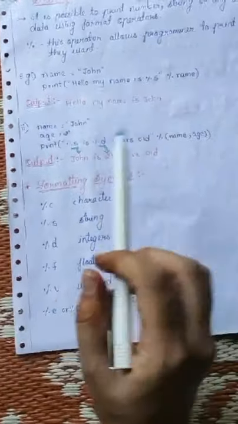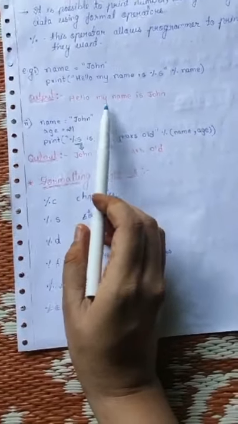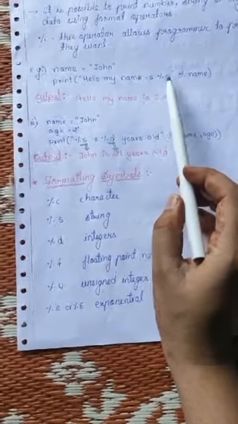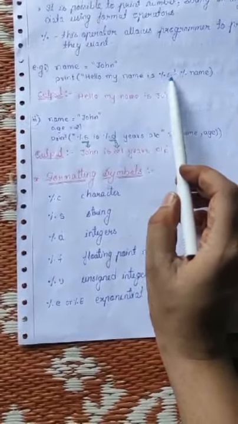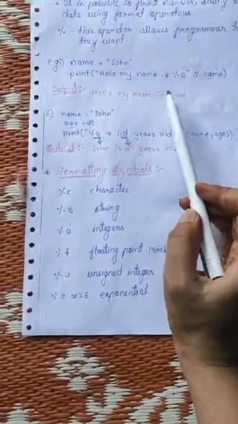See here you can see the output. The sentence will be printed, hello, my name is. After is, here it was %s. So instead of this it will replace the value of this variable, that is John.